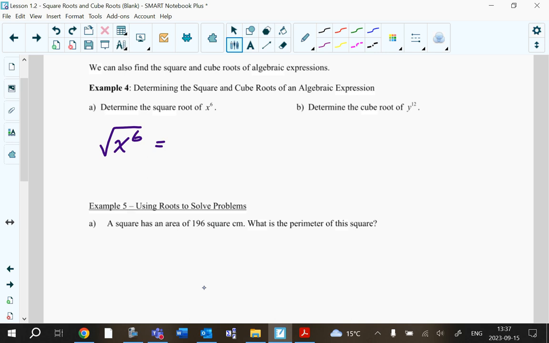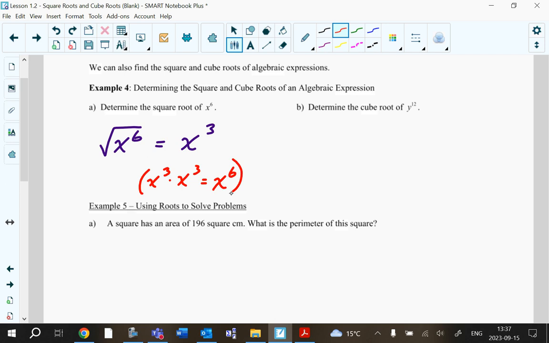X to the 3. Think of your exponent laws. X to the 3 times x to the 3 is an exponent law. Base stays the same, and you add the exponents. So you can take the square root of algebraic expressions, of exponents. You can take the cube roots, and so on.